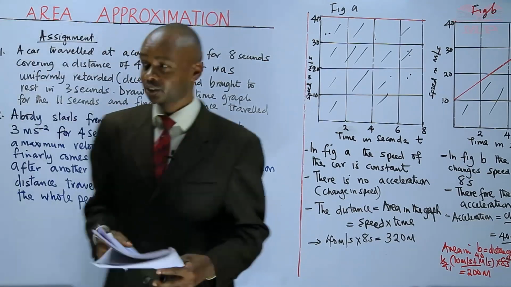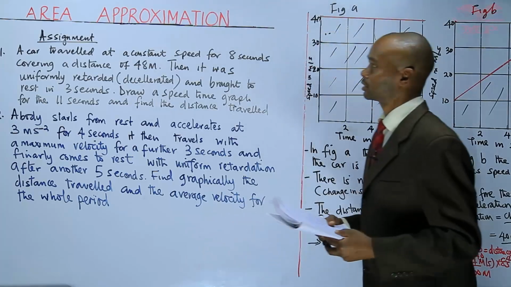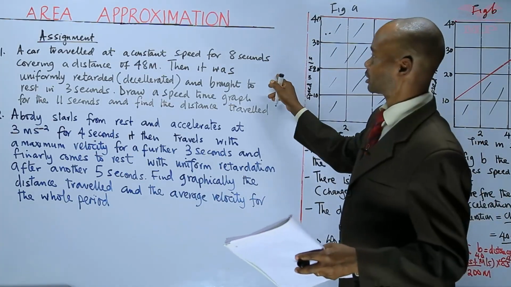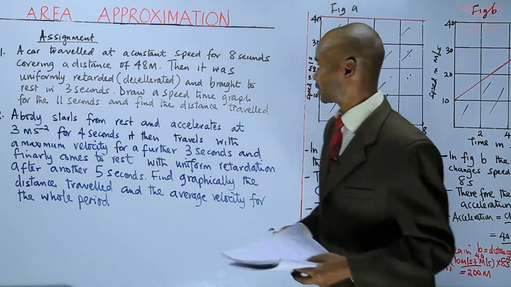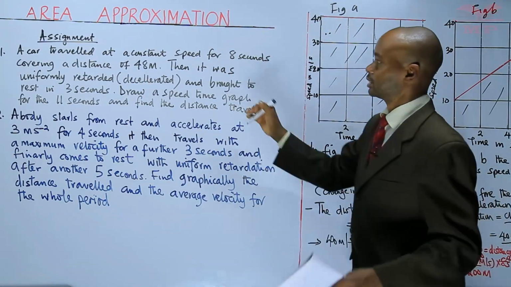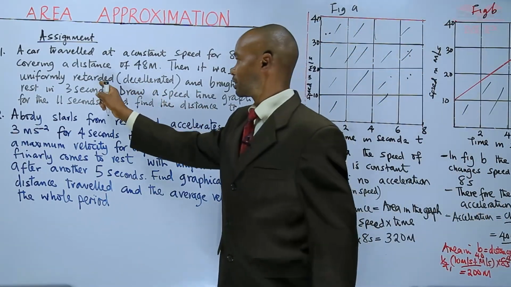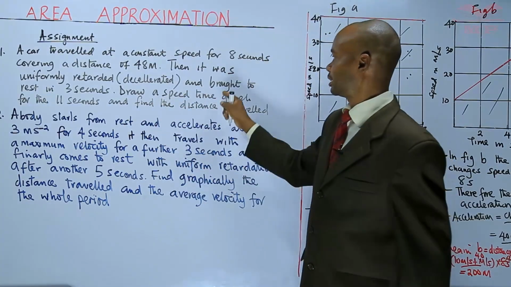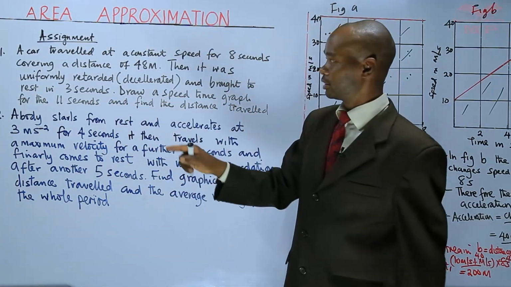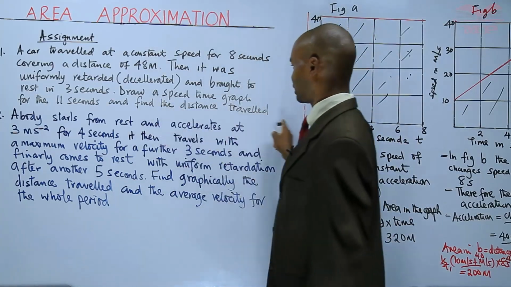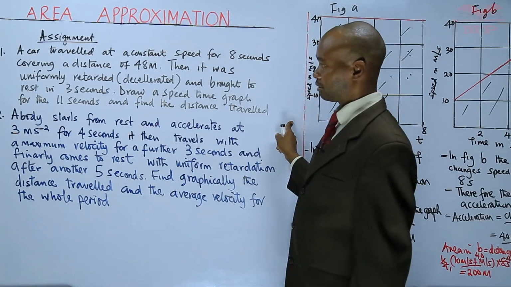So quickly going through the question. Number 1, a car traveled at a constant speed for 8 seconds, covering a distance of 48 meters. Then it was uniformly retarded, decelerated, and brought to rest in 3 seconds. Draw a speed time graph for the 11 seconds and find the distance traveled.